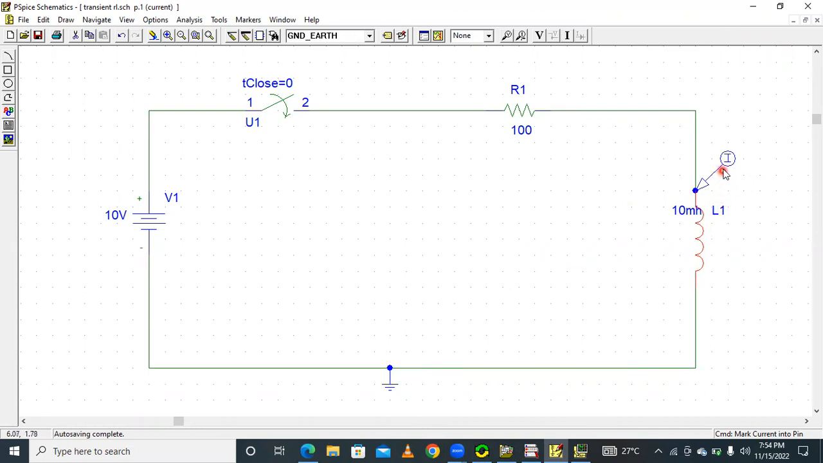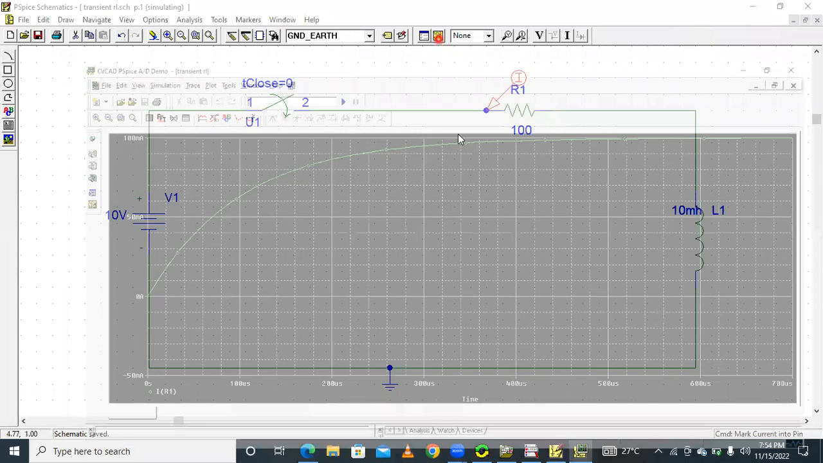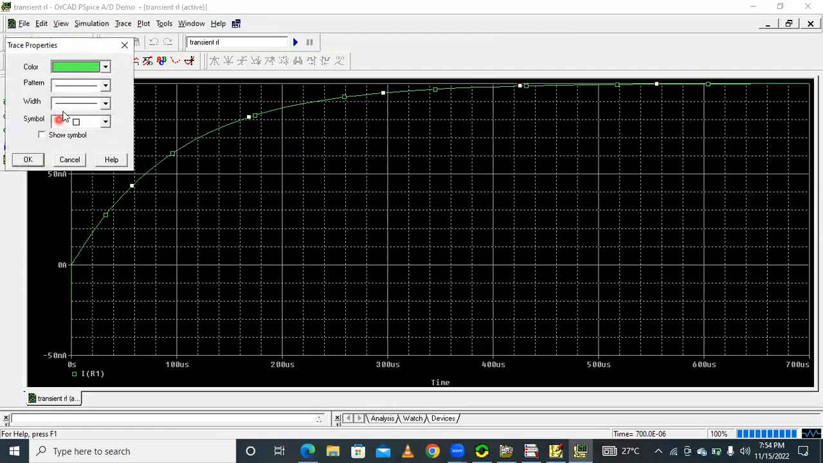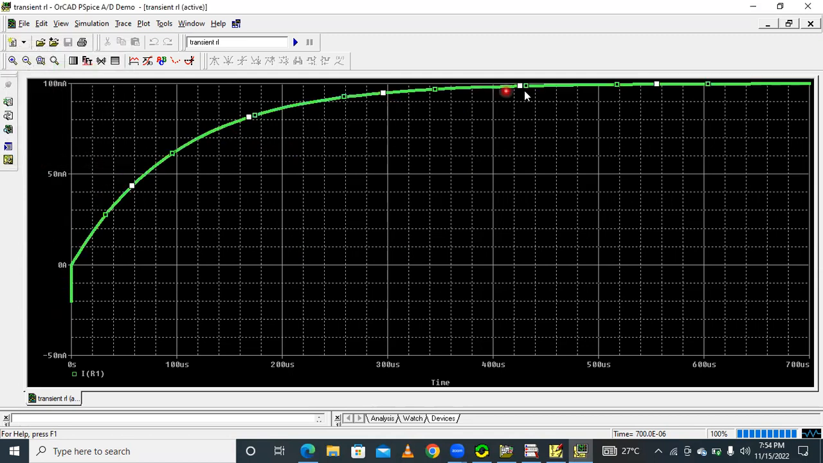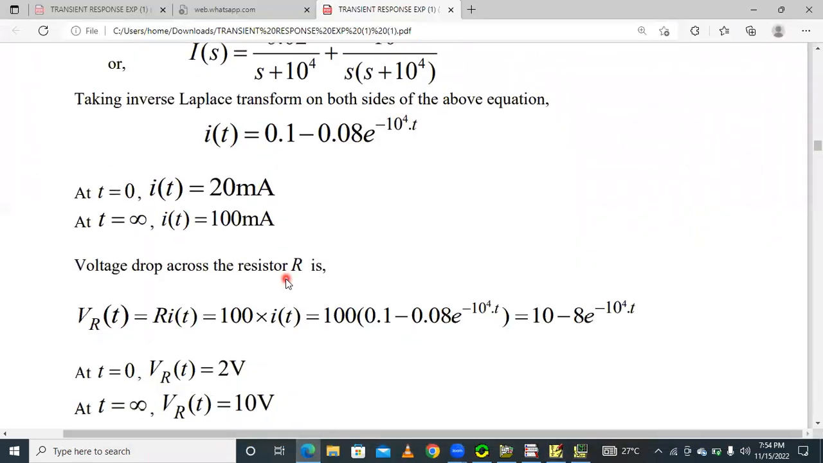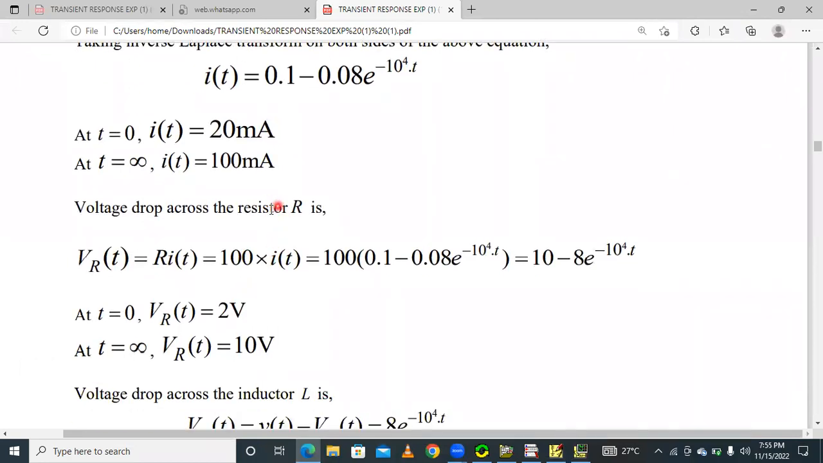For example, if the current I of t marker is connected across the resistor, we get the same expression, because the resistor and inductor are connected in series. So that is the current I of t expression with initial conditions.